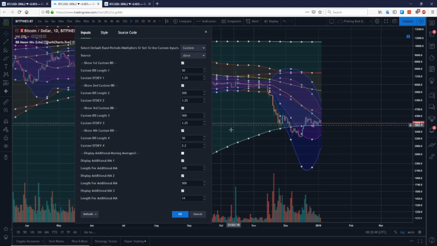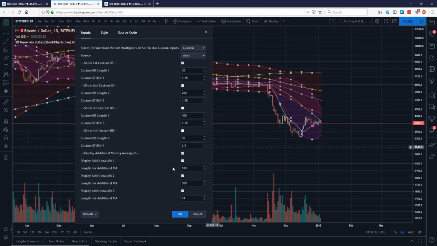We also include the ability to plot up to 3 additional moving averages on top of this chart. So what this indicator could do, especially if you're on a free version of TradingView without a paid subscription, is that you can essentially put all the moving averages and Bollinger bands you could possibly want on one chart with just one indicator.